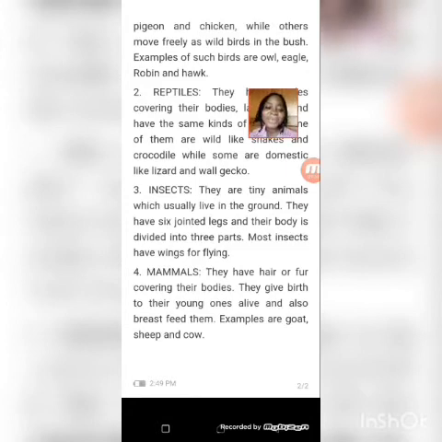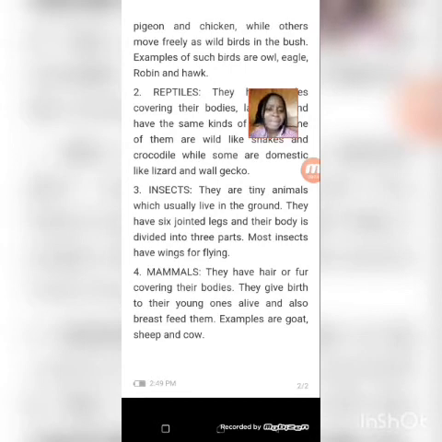So now let's go to mammals. Mammals have hair or fur covering their bodies. Don't forget, when we talked about birds, what do we say cover their bodies? Anyone? Their feathers, right? Reptiles, what are covering their bodies? Scales. But for mammals, hair or fur cover their bodies.